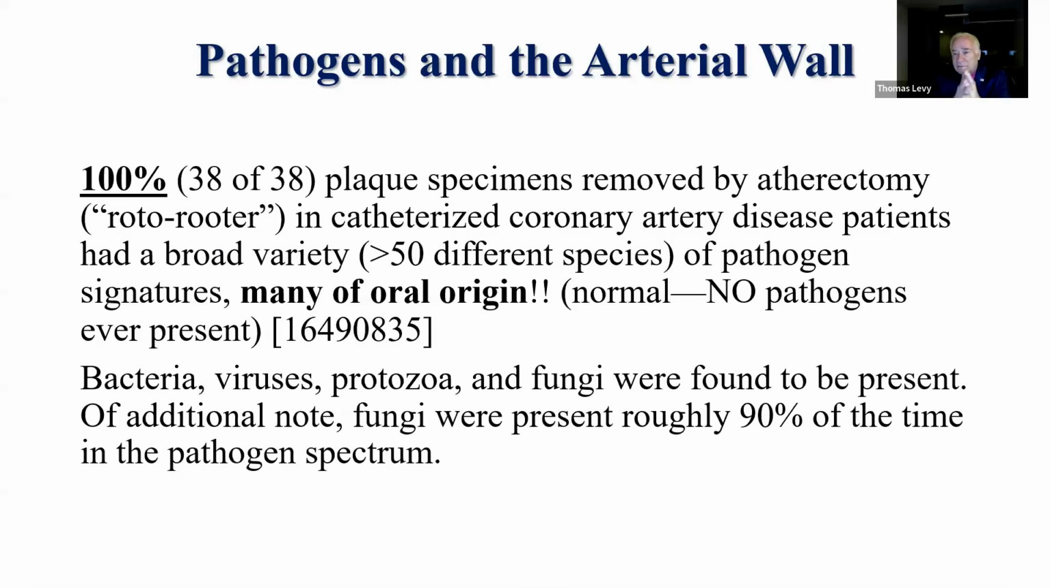And look at this study. In 2006, they looked at 38 known coronary artery disease patients. They had plaque, and they did an atherectomy where they scraped the plaque out, and then they analyzed the plaque. In the plaque, they found greater than 50 different species of virus, bacteria, protozoa, and fungi. Over 90% of them had fungus as well, chronically present.